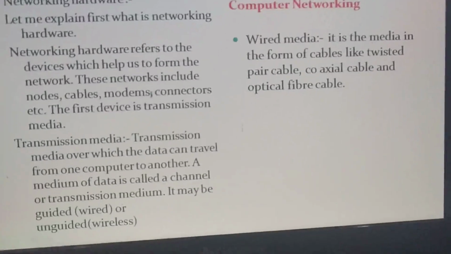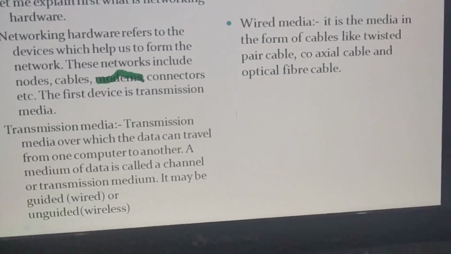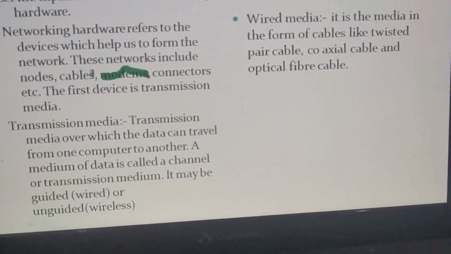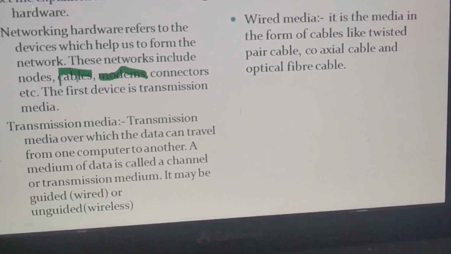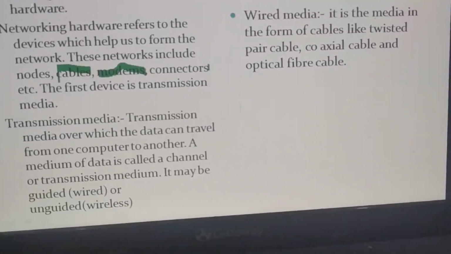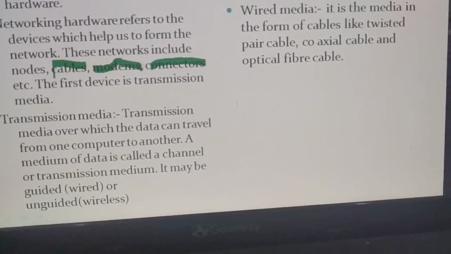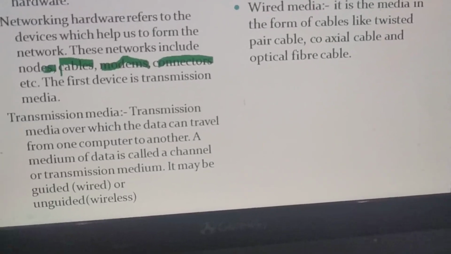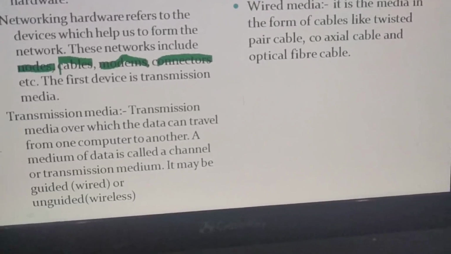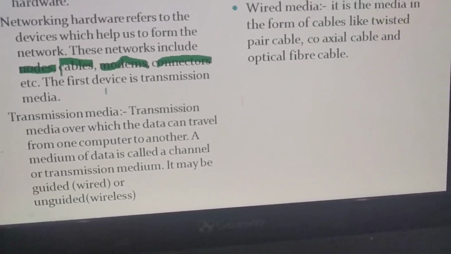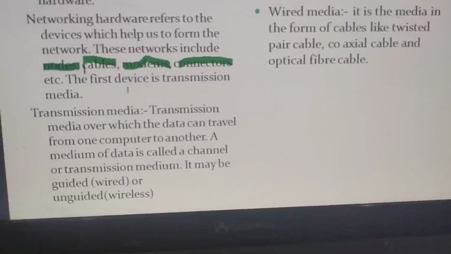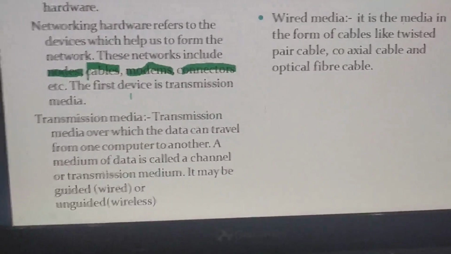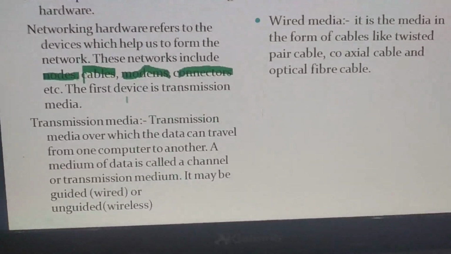I can highlight these things. Modem is there, cable is there, connectors used as connections, and nodes which are also known as workstations. These all devices which help us to form the network are known as network hardware devices.